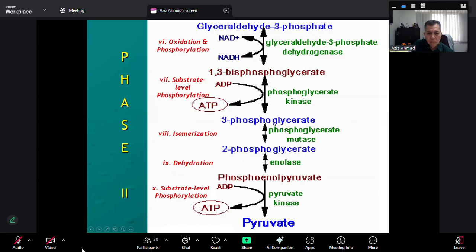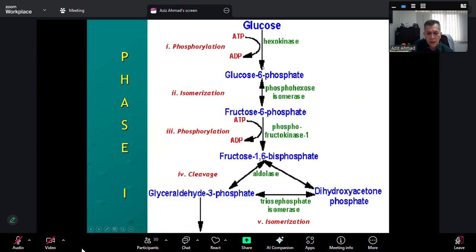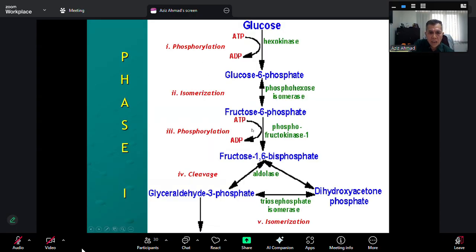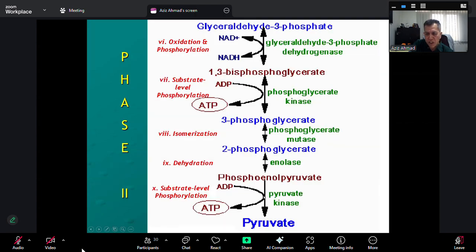If you look here, in this pathway, I go back and forward because I want to show the regulatory sites. 1 regulatory site, 2 regulatory sites in phase 1. But in the second phase, they have only 1 regulatory site, which is from phosphoenolpyruvate to pyruvate. So here, 3-phosphoglycerate can go back to 1,3-bisphosphoglycerate by utilizing the ATP and producing the ADP. Of course, there should be some arrow going back here. Okay, then similarly here, right? So overall, how many regulatory sites in glycolysis? We have 3. 2 in the phosphorylation and 1 in the substrate-level phosphorylation.